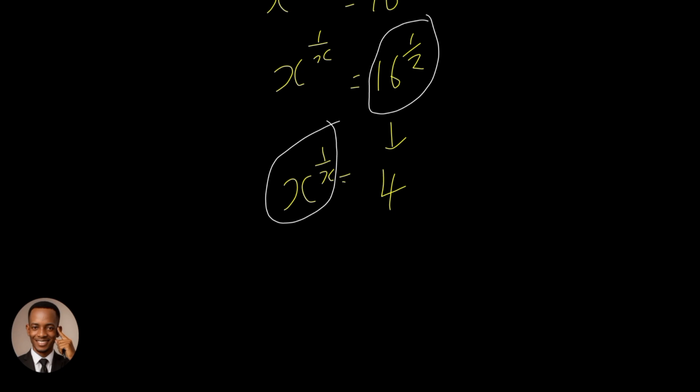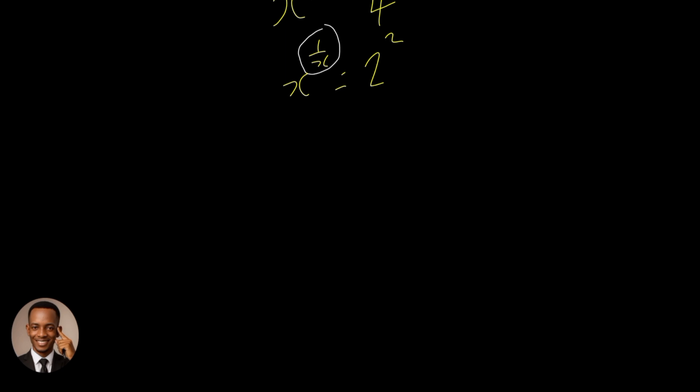Rewriting this, we are going to have 2 to the power of 2. Then x to the power of 1 over x equals 2 to the power of 2. We are not done yet. Why? Because looking at the structure at the left hand side, the power is a fraction, but here the power is whole. Hence, we need the power here to also be a fraction. How do we achieve this? By algebraic manipulation. It means we have to rewrite 2 as a fraction mathematically.